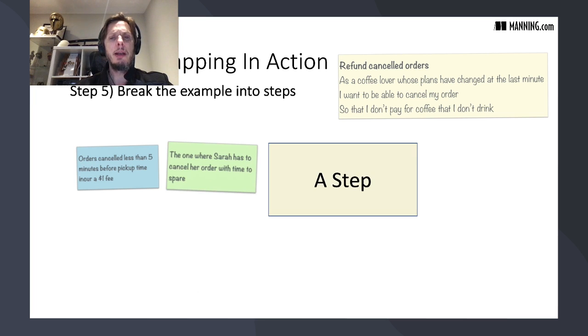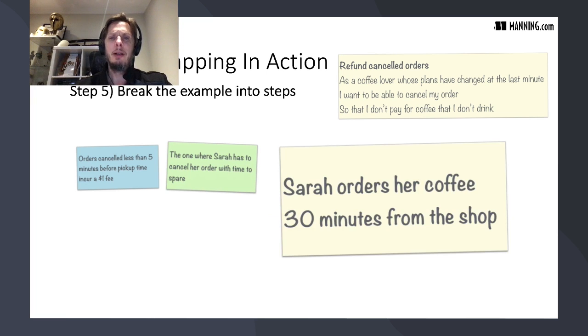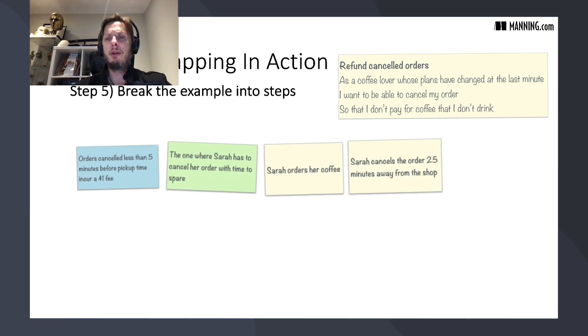Then, once we look at our example, we say, well, walk me through this example, break it down for me, tell me what happens at each stage. Tell me the steps that the user will go through to achieve this, to finish this scenario, this flow. And steps, we represent them in yellow. So our first step might be, well, Sarah orders her coffee 30 minutes away from the shop, and Sarah cancels 20 minutes away from the shop. So we have these sequences of steps. Each example, we break it down into steps. And you can have as many steps as you want.